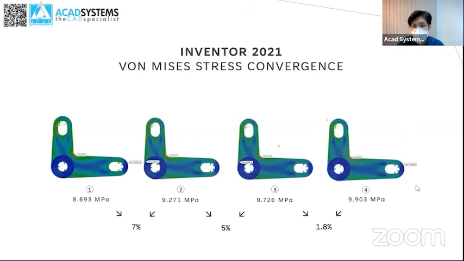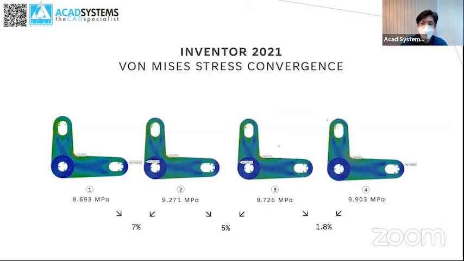For the fourth analysis that I did not go through with you, the only difference between analysis 4 and analysis 3 is at the critical area, I change from 0.5 to 0.25. So every analysis, I reduce the mesh sizing by 50%. What pattern do you see from here? 8.693 for the first analysis to an increase of 9.271 in the second analysis, a difference of 7%. From analysis 2 to analysis 3, you get a difference of 5%. And analysis 3 and 4, you get a difference of 1.8%.